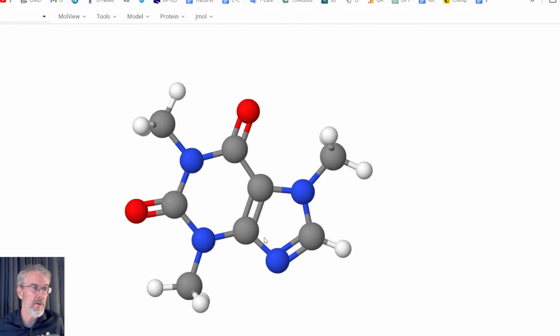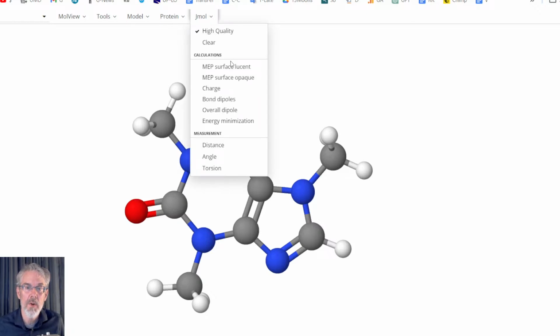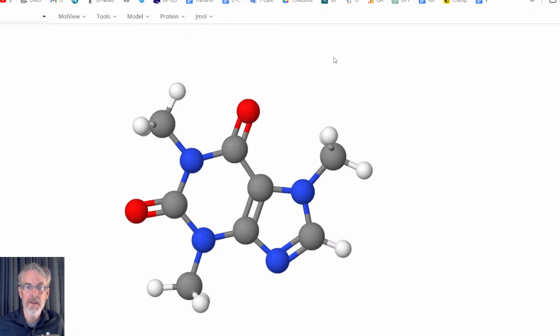And it's this part right here. This is the active part. This is what gives you the physiological effects right here. And so I'm going to go up to JMOL and put the surface on. Before I do that, think about what's going to be polar and nonpolar here.